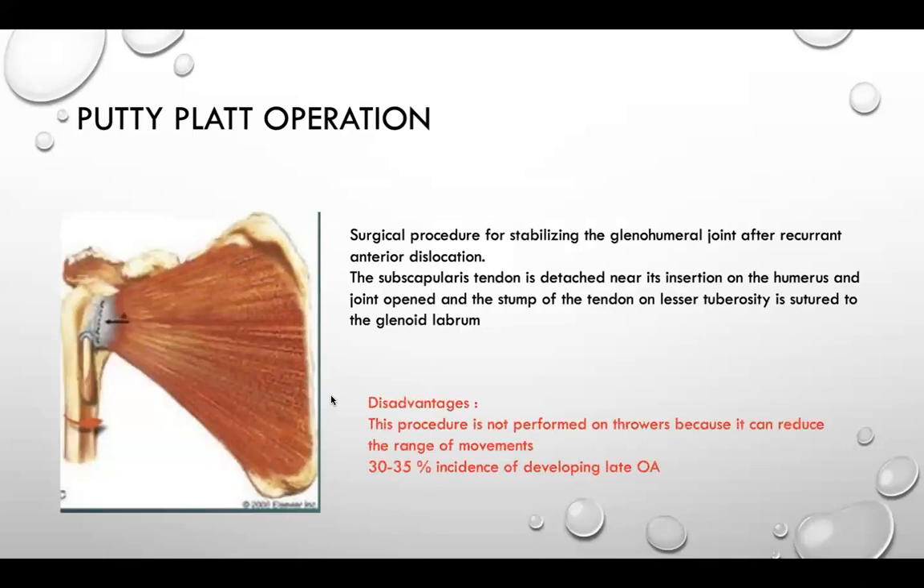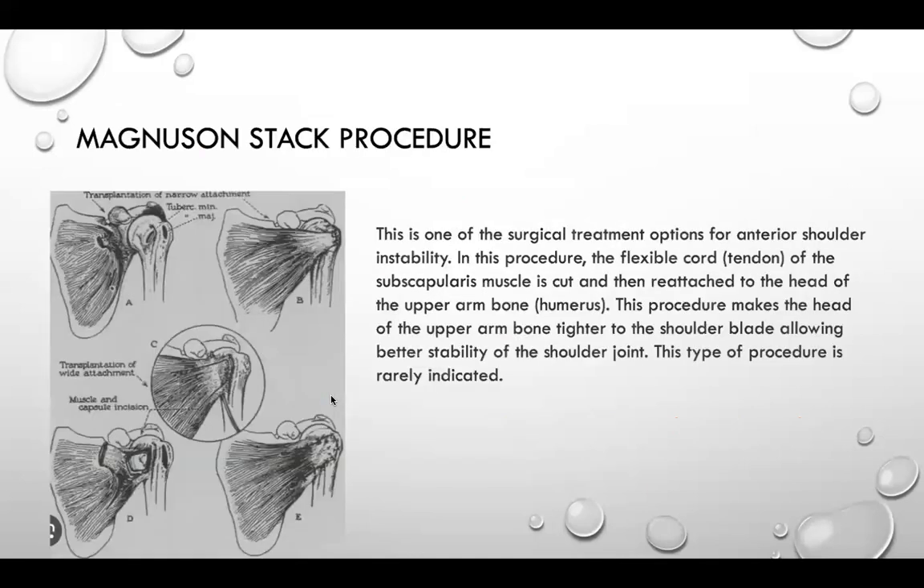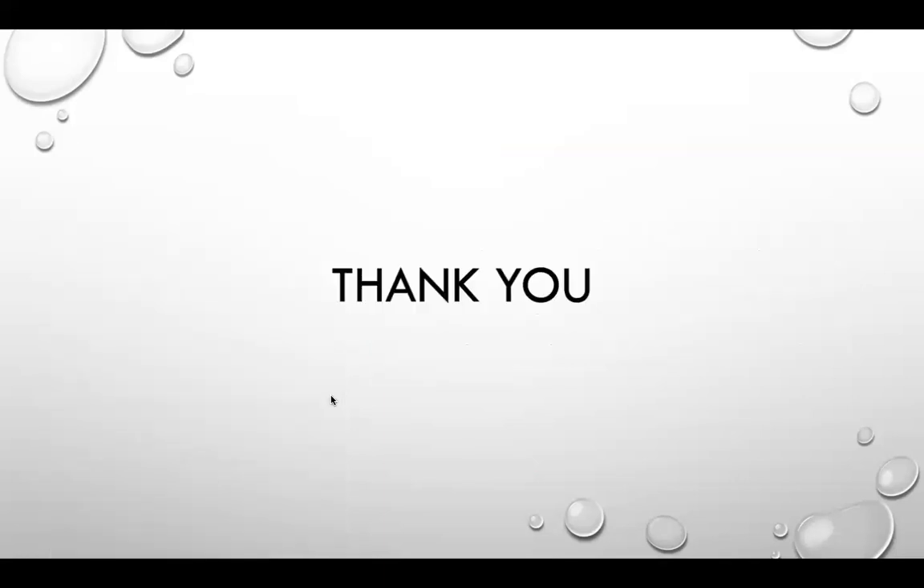Their main disadvantage is that when the procedure is performed on throwers, it reduces the range of motion, and 30 to 35 percent develop late OA. In the Magnuson-Stack procedure, the complications are loss of functional abilities due to significant loss of external rotation, recurrence of instability, injury to nerves and blood vessels, bleeding, infection, and secondary osteoarthritis.